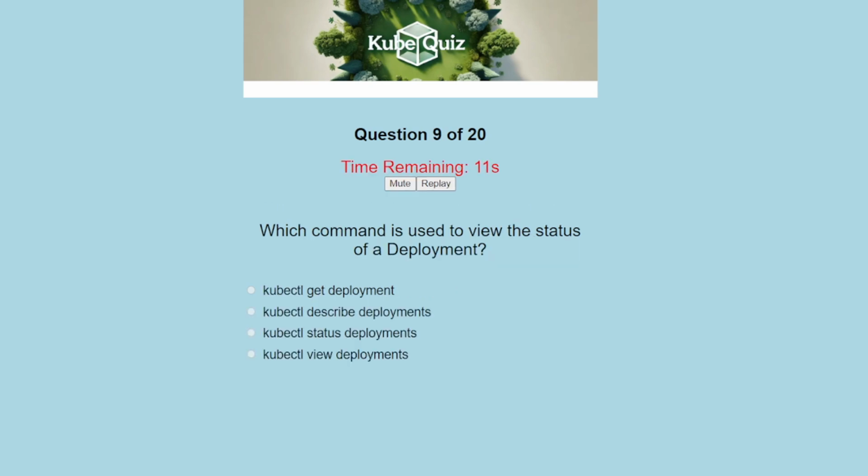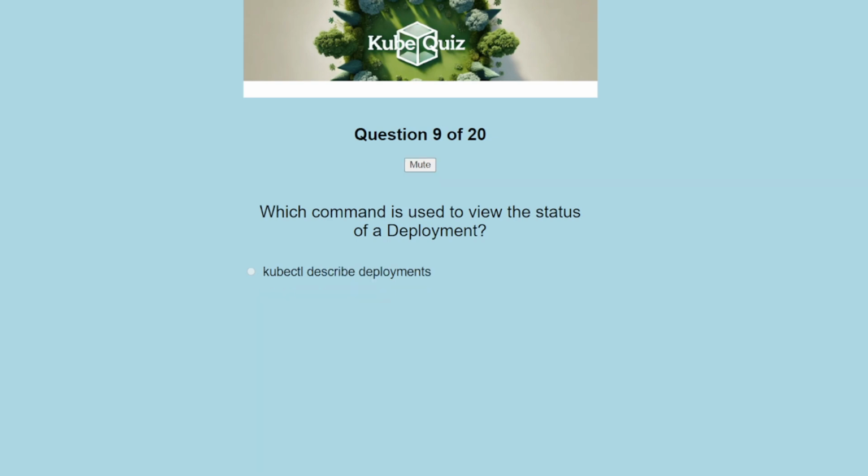Which command is used to view the status of a deployment? kubectl get deployment, kubectl describe deployments, kubectl status deployments, kubectl view deployments. The correct answer is, kubectl describe deployments.